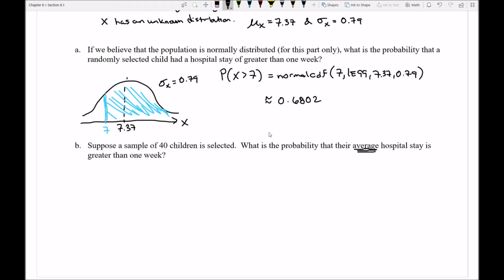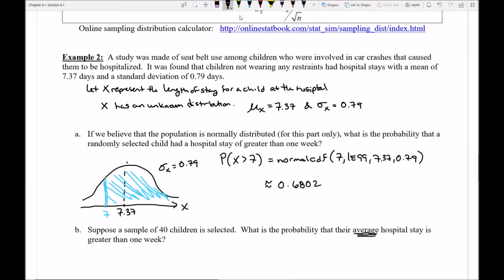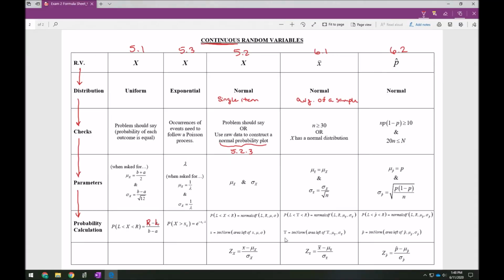Well, notice I'm not asking about a kid anymore, right? I'm not asking about this length of stay for a child. Now I'm dealing with an average hospital stay for 40 kids. So things are very, very different. And in fact, this is exactly the moment when I would know, well, wait a minute, I'm trying to find an average stay for a group of people. That's X bar. So I'm going to have to restart by moving down this column.